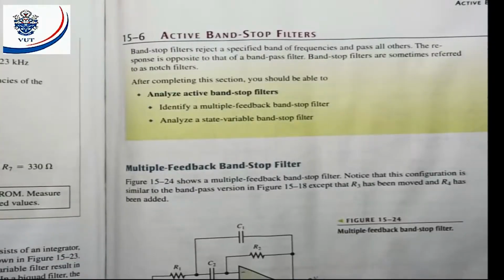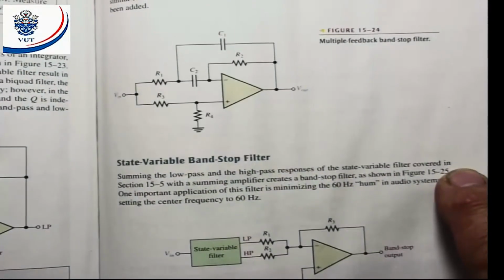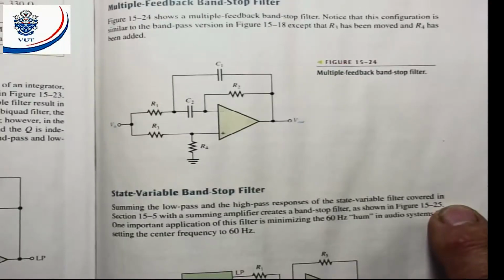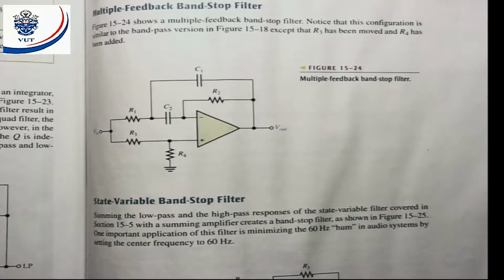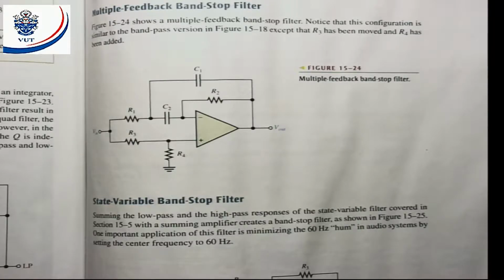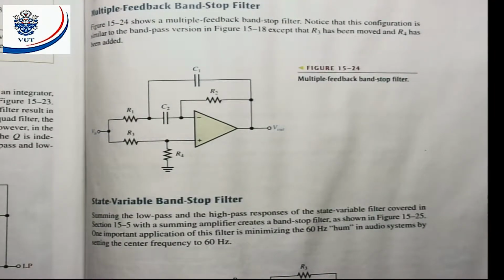Right, now we're going to look at the active band stop filters. There's the active band stop filter. There is my multiple feedback band stop filter. Also, more than one feedback there. That is a band stop filter.